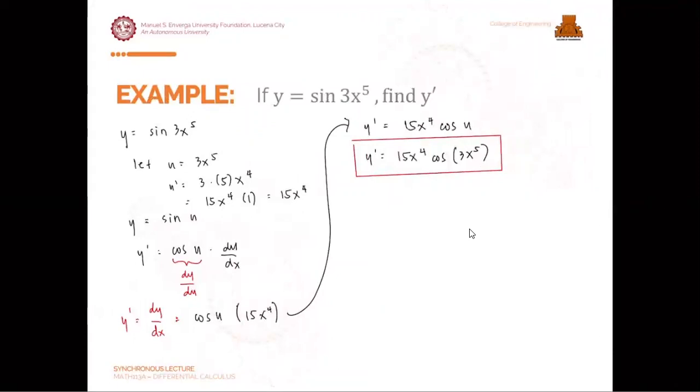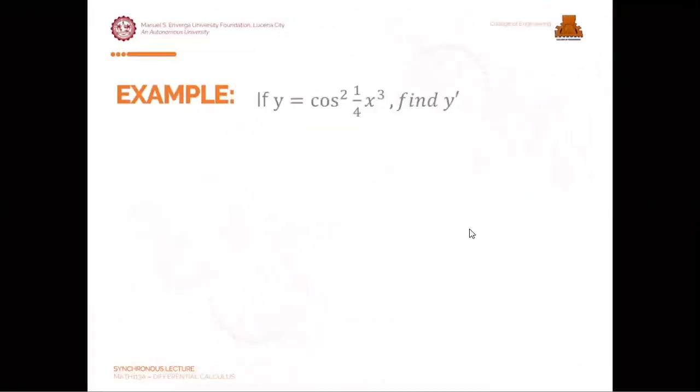Okay. Next, so we have our second example. So we have if y is equals to cosine squared of 1 over 4 x cubed, find y prime. Okay? So, kung medyo complicated yung itsura ng mismong function natin, all you have to do is to make it simpler, no? So, you can always let u, no, dun sa given natin para mas simplify lang natin, no?